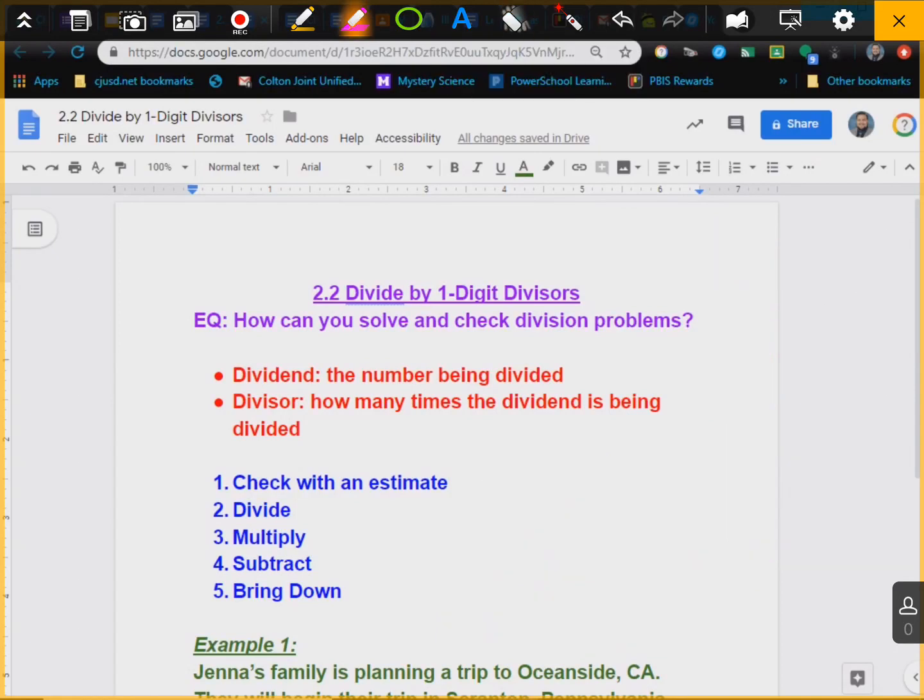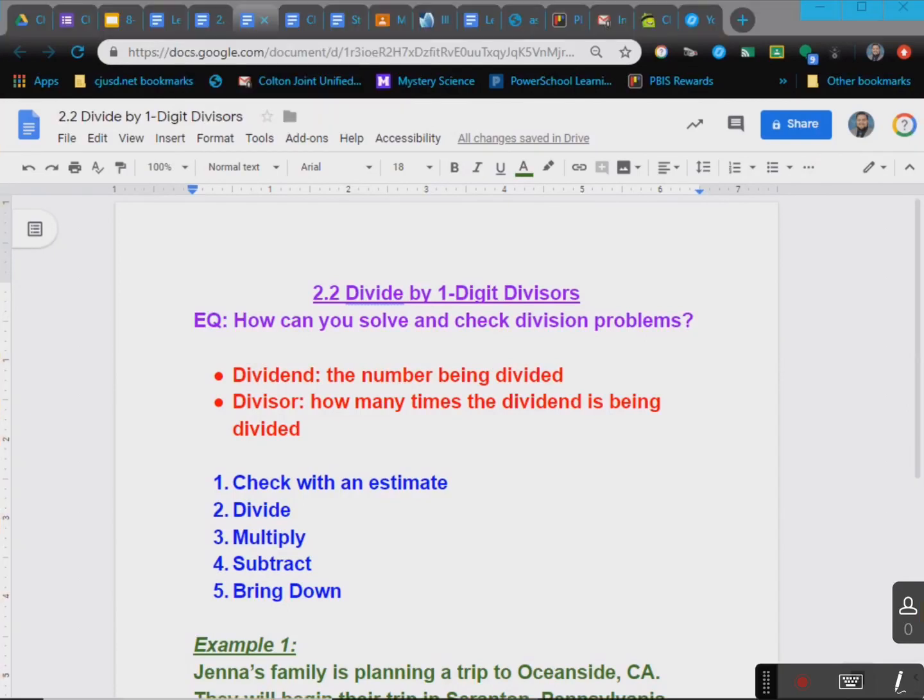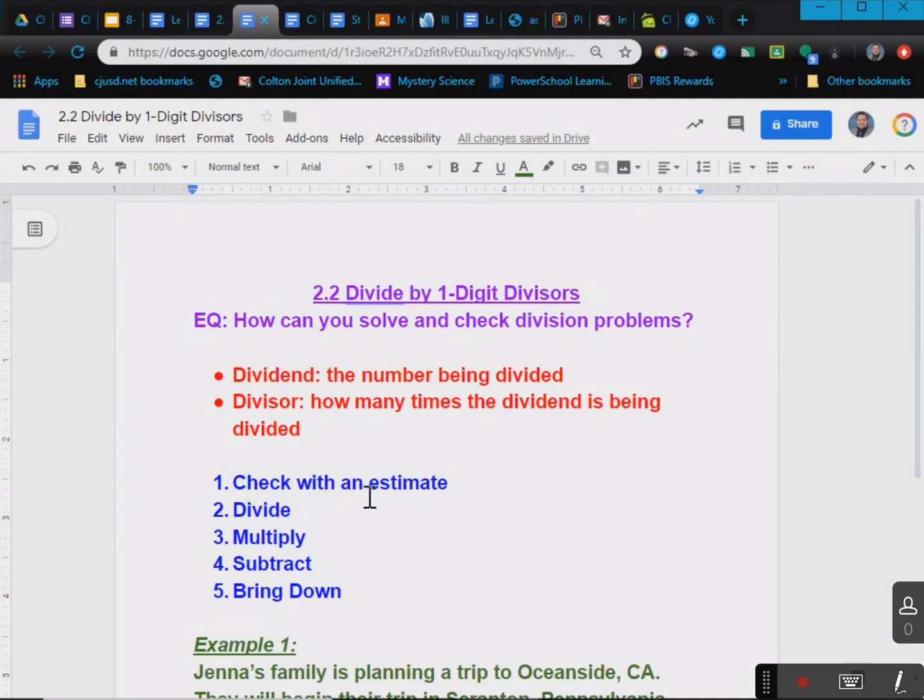So the steps I just condensed from yesterday's, basically, this is a new step, but I think it's important. Check with an estimate, and I'll show you what I mean by that. Then you got to divide, multiply, subtract, and bring down. So let's go ahead and get started with the first example, and if you need to pause right now.